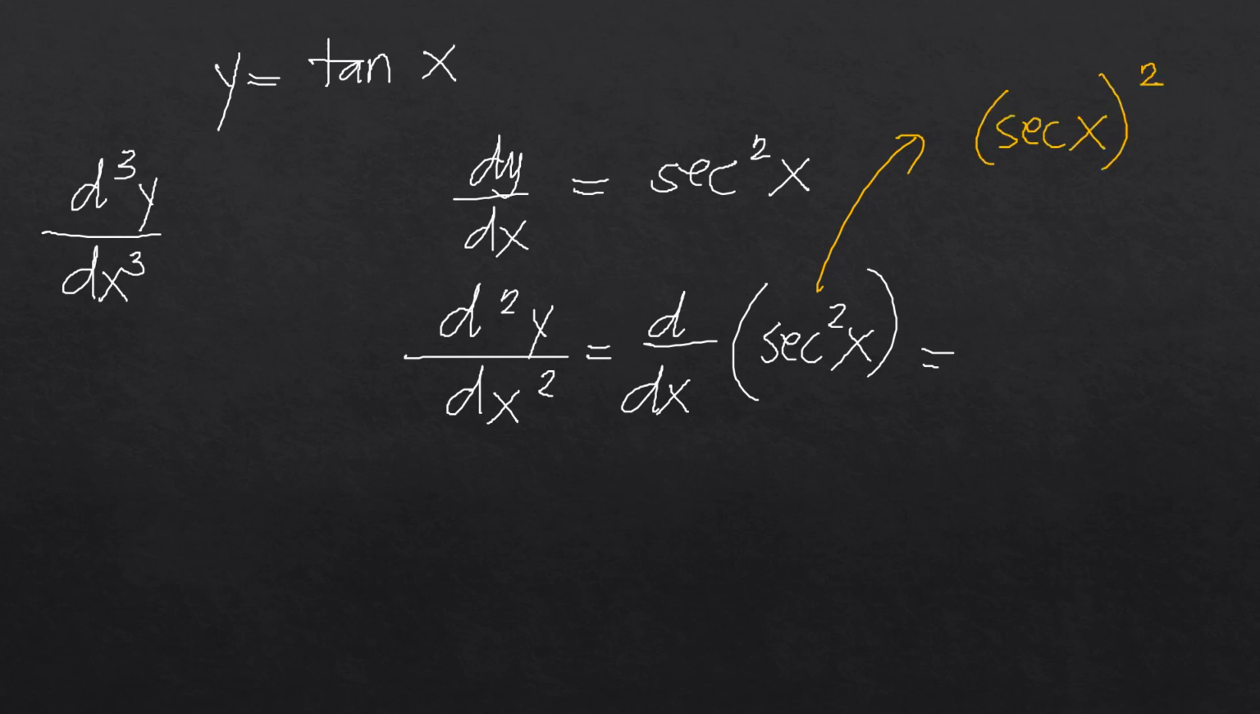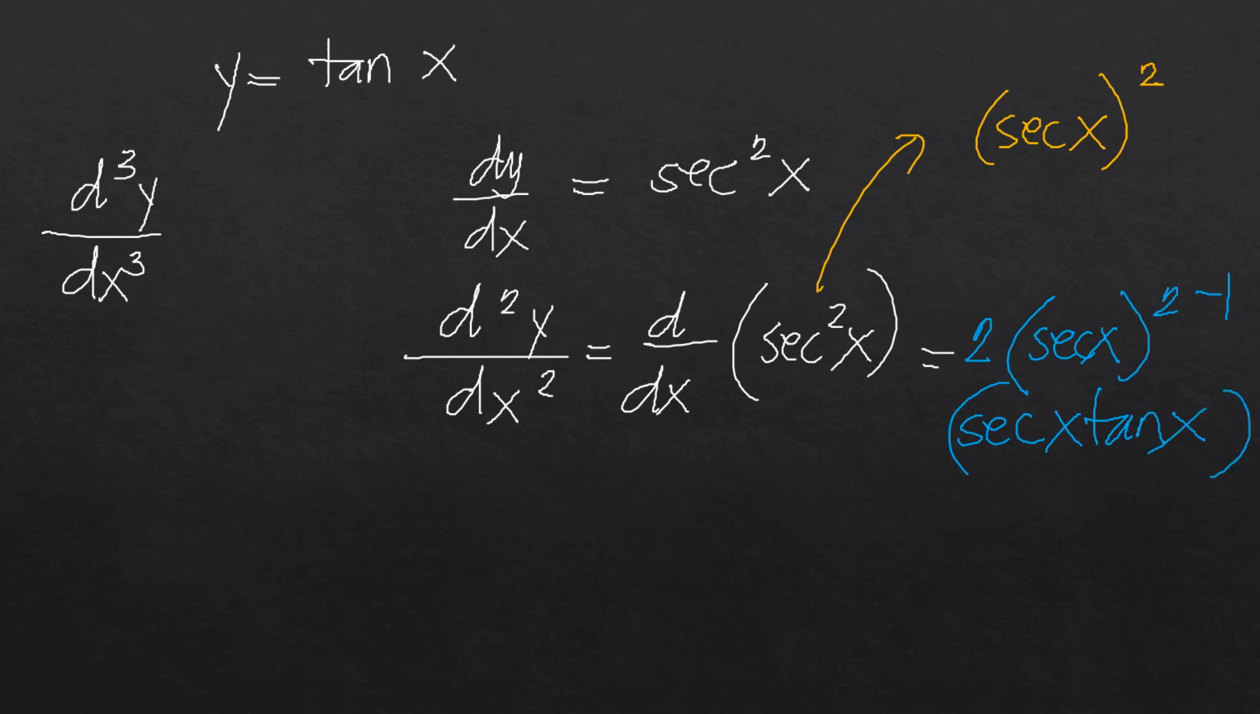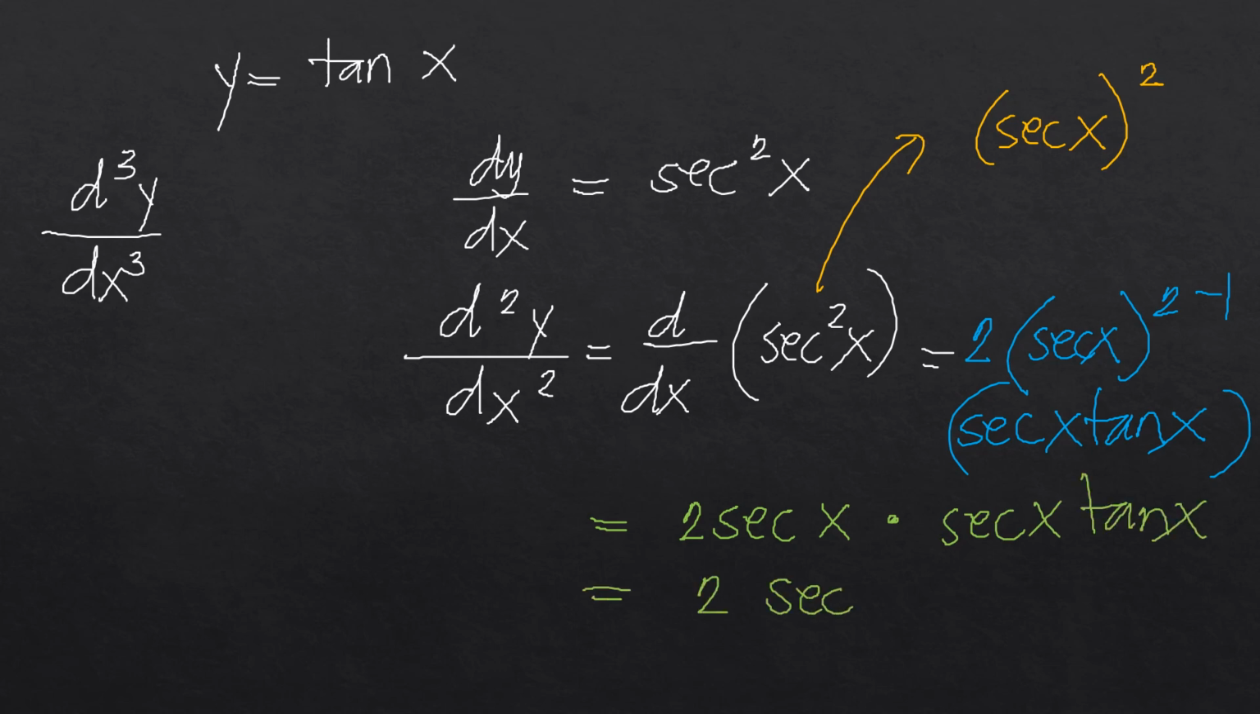Tandaan mo na pwede mo yan i-rewrite into secant x square. So you're going to use the generalized power rule. So we have 2, bring down 2 times secant x, 2 minus 1. And the derivative of secant x is secant x tangent x. So i-multiply natin yan. Therefore, ang magiging second derivative natin is 2 secant x times secant x tangent x combined. So we have 2 secant squared x tangent x. Ngayon, we're now ready to get the third derivative.